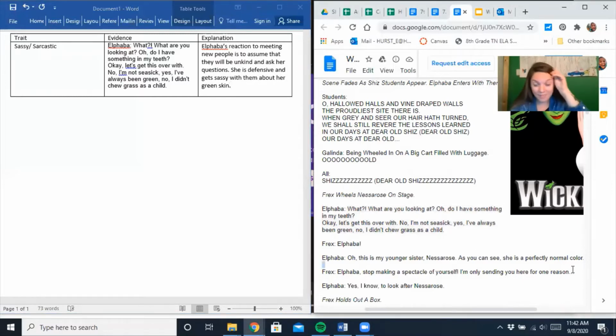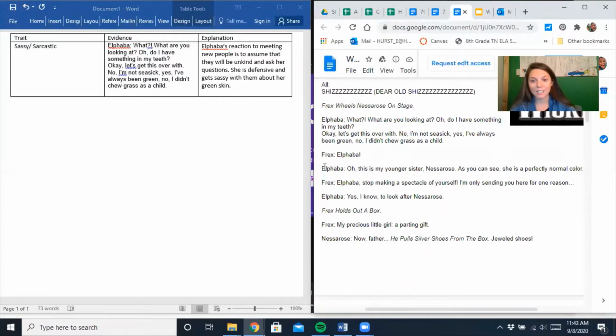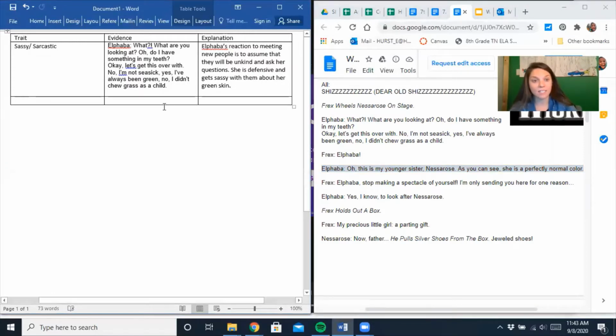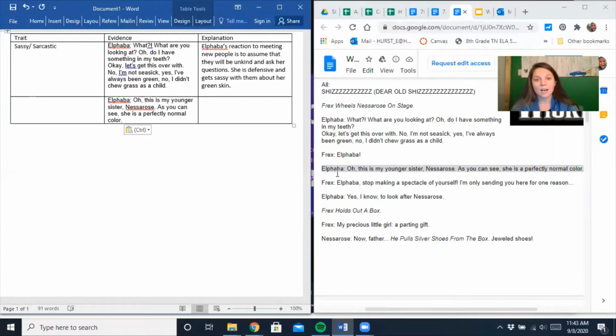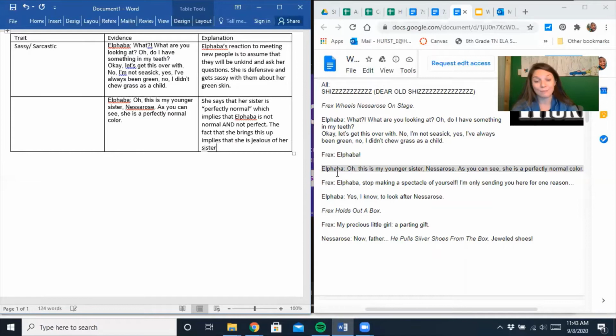Right. And then her dad, who is Frex, says, Elphaba. And she says, this is my younger sister, Nessa Rose. As you can see, she's a perfectly normal color. So she continues with that same kind of defensiveness. But when she talks about her sister, she says that her sister is perfectly normal, which implies, first of all, that Elphaba is not normal and not perfect. The fact that she brings this up implies that she is jealous of her sister, Nessa. So, a trait about Elphaba is she's jealous.